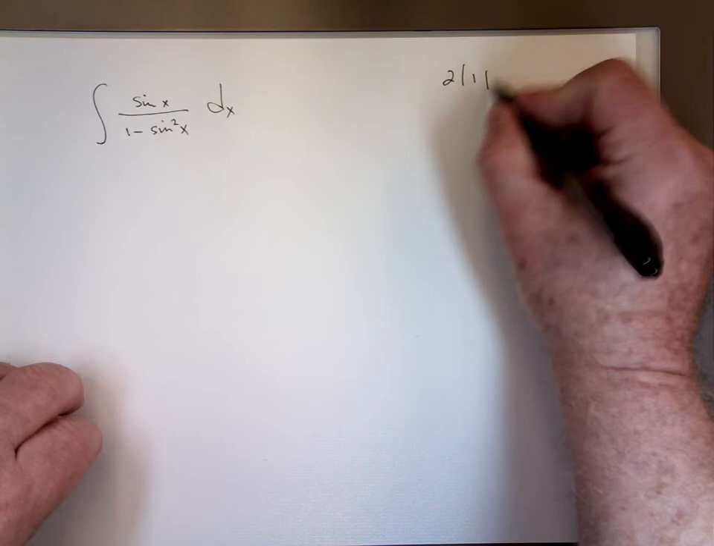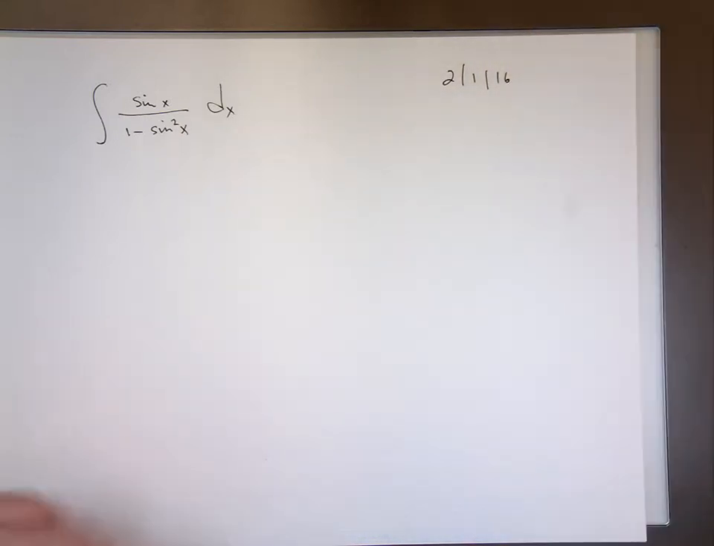Okay, today's the first. Good deal. Okay, let's take a look at this. Sine x over 1 minus... Sorry. Jake, how you doing? Good deal.